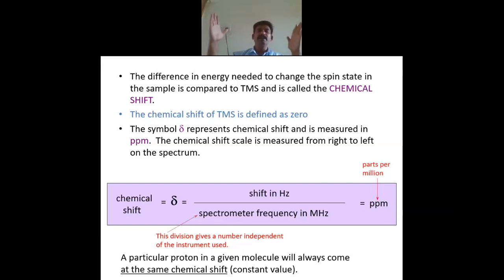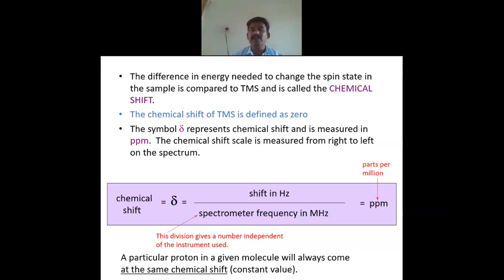So 0 to 10: this is the downfield, and the 0 side is the upfield. That means the shielding effect and de-shielding. This side is the de-shielding, this side is the shielding. A particular proton in a given molecule will always come at the same chemical shift.